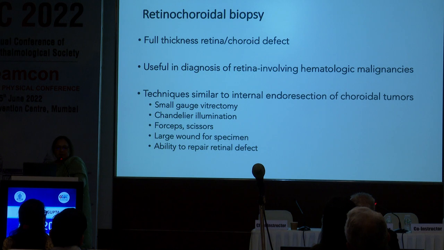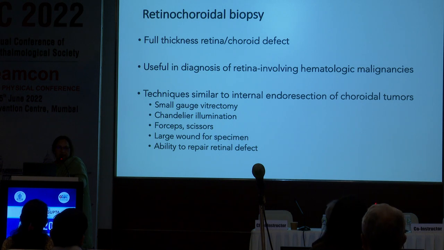The technique is very similar to internal endoresection of choroidal tumors, for those of you who might be doing that. It's a small gauge vitrectomy. It's always important to have a chandelier, because then you have both hands free and you are not hassled in between to put the MLS. You should have your forceps ready, scissors ready, and you should also be ready to enlarge the wound when you are taking out the sample, and not try to squeeze it through the small wound, because you don't want any distortion of the sample. And you should have the ability to repair the retinal defect, that goes without saying.